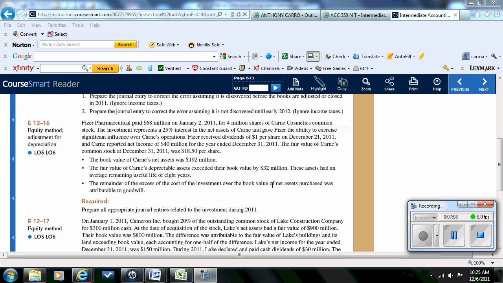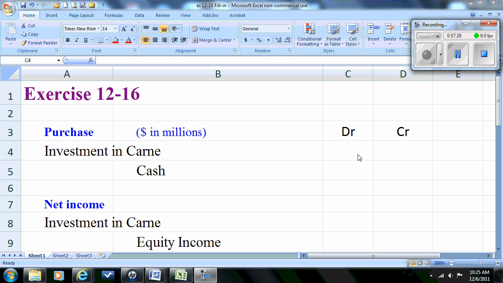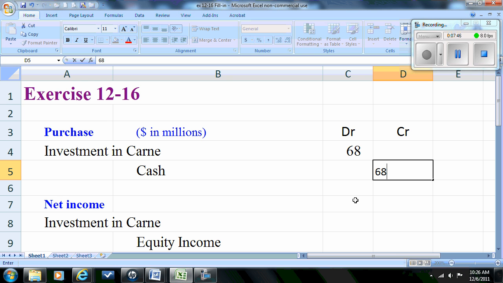So let's begin working on our journal entries. The first journal entry will record the purchase by Pfizer of the Carney stock. And this is pretty straightforward. They paid $68 million in cash, so we're going to set up that journal entry. The accounts we used for this purchase will be the same that we would use with any investment. We're going to establish an asset account, investment in Carney. We're going to debit it for $68 million. We're going to reduce cash by $68 million.